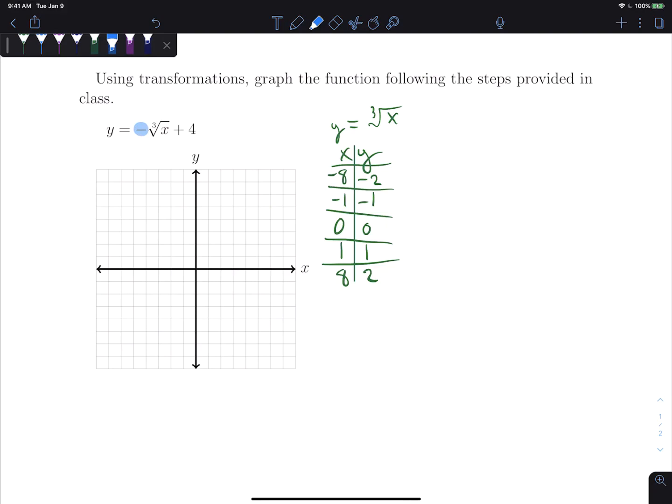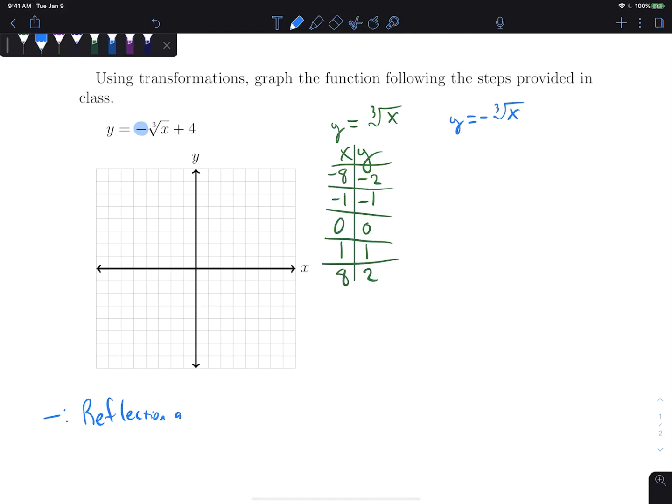The first transformation I see is that negative on the outside. So let's look at what y equals negative cube root of x looks like. Well, first of all, that negative is a reflection across the x-axis. Because this is on the outside, it affects the y value, which means that the x value stays the same. So this is an x-axis reflection.